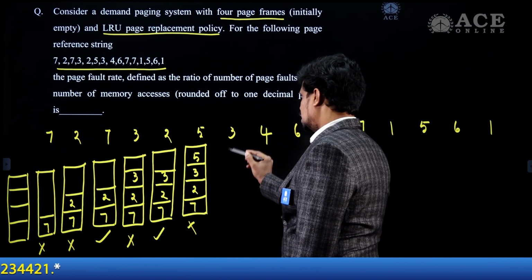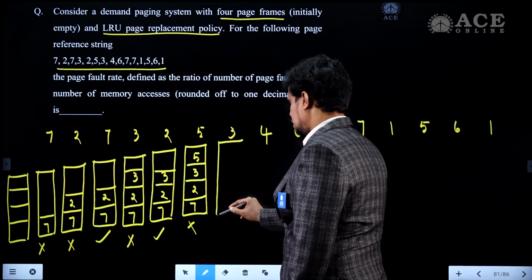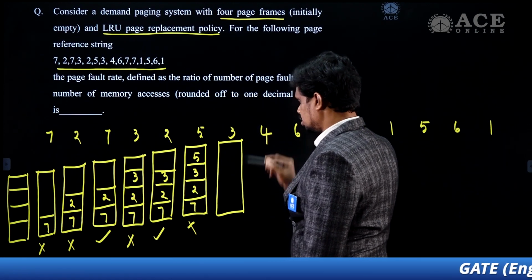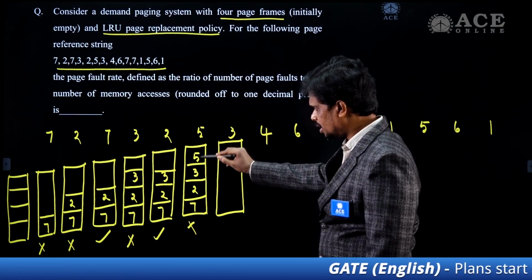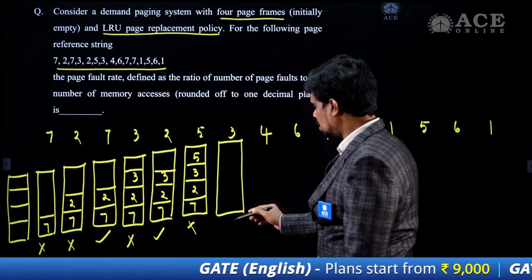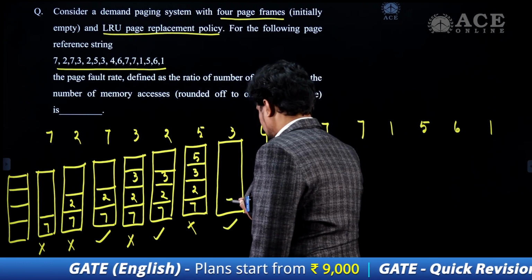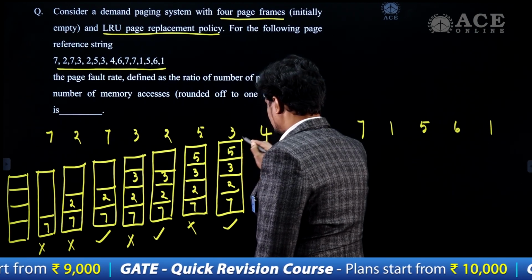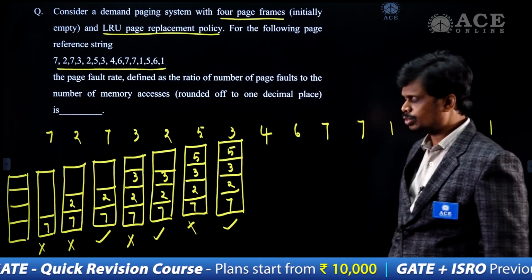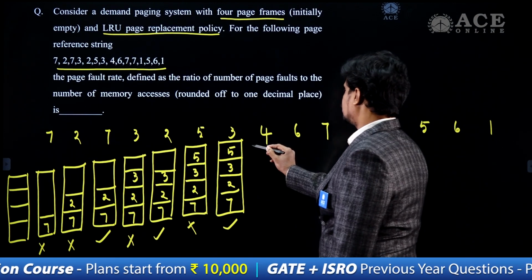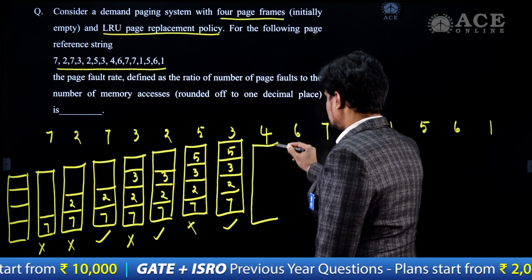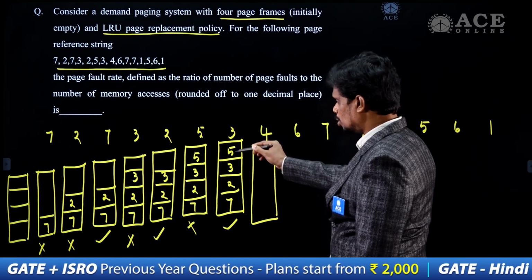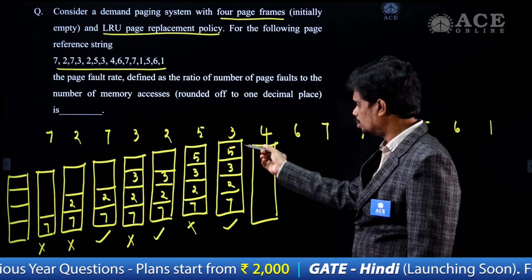Now the CPU is willing to access page 3. Page 3 is already there in the main memory, so it is resulting in a page hit. So now 7, 2, 3 and 5, it is a page hit. Now the CPU is willing to access page 4. But is page 4 part of the current main memory? No. And do we have any empty location in the main memory? No.